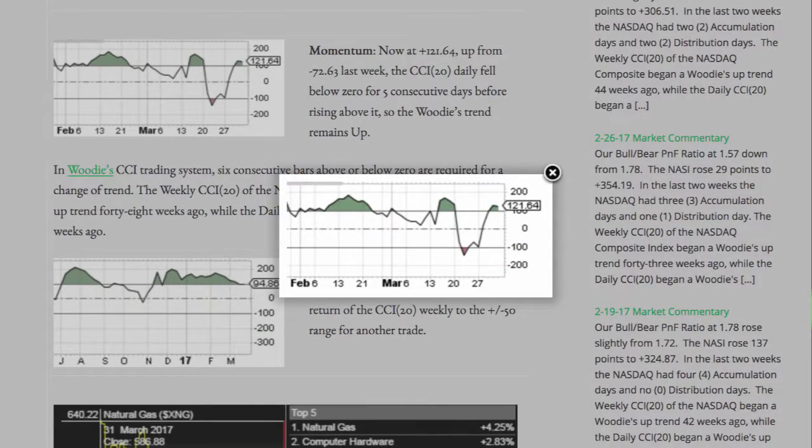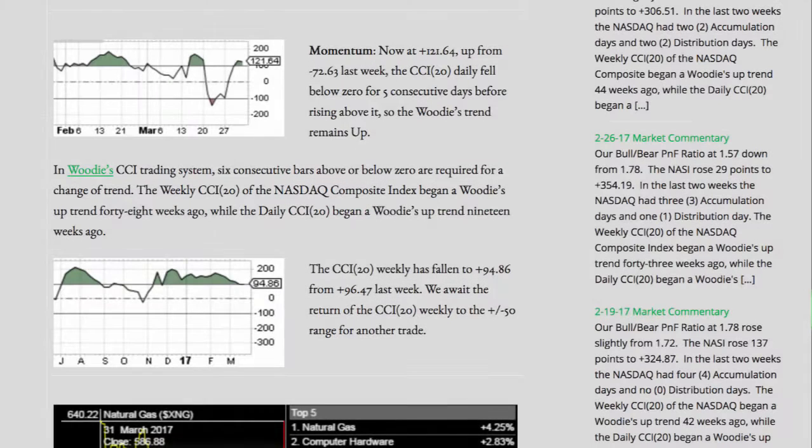Momentum, now at a positive 121.64, up from a negative 72.63 last week. The CCI 20 daily fell below zero for 5 consecutive days before rising above it, so the Woody's trend remains up. In Woody's CCI trading system, 6 consecutive bars above or below zero are required for a change of trend. The weekly CCI 20 of the Nasdaq Composite Index began a Woody's uptrend 48 weeks ago, while the daily CCI 20 began a Woody's uptrend 19 weeks ago.